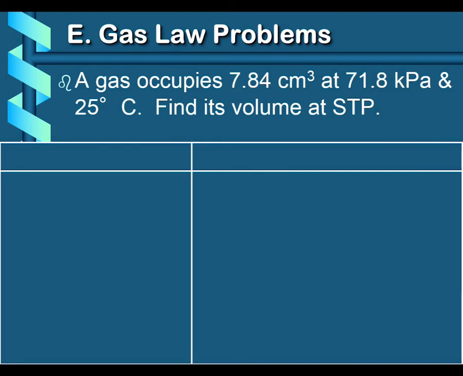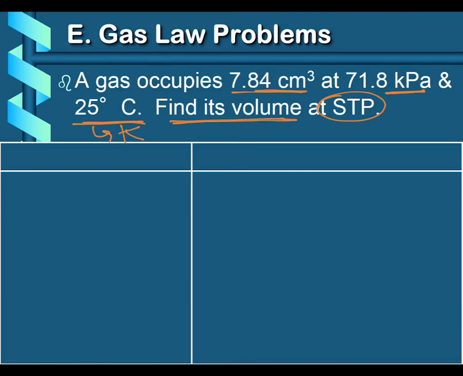In the next one, so you're writing this down too, a gas occupies 7.84 centimeters cubed. Again, centimeters cubed is a volume unit at 71.8 kPa. That's a pressure unit, and 25 degrees Celsius. So that temperature must be changed over to Kelvin. We're going to find the volume at STP. So again, you have to recall, well, what does STP stand for? That was standard temperature and pressure.